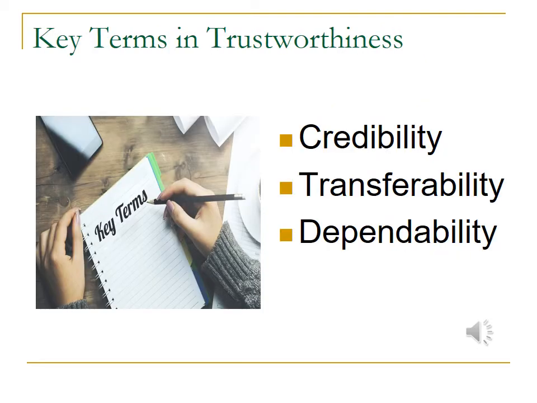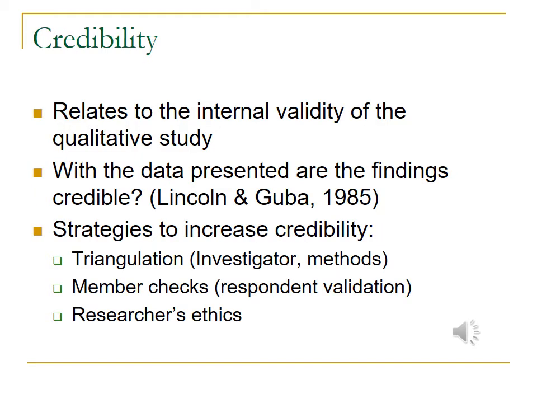There are 3 key terms in terms of trustworthiness, and that's credibility, transferability, and dependability. We're going to start with credibility in qualitative research. Credibility really relates to the internal validity of the qualitative study. Basically it means, in terms of all the documents that you have collected and how you've gone about collecting them, whether they're interviews, focus groups, observational data, hashtags, or online media, how does that relate to the internal validity of the study?